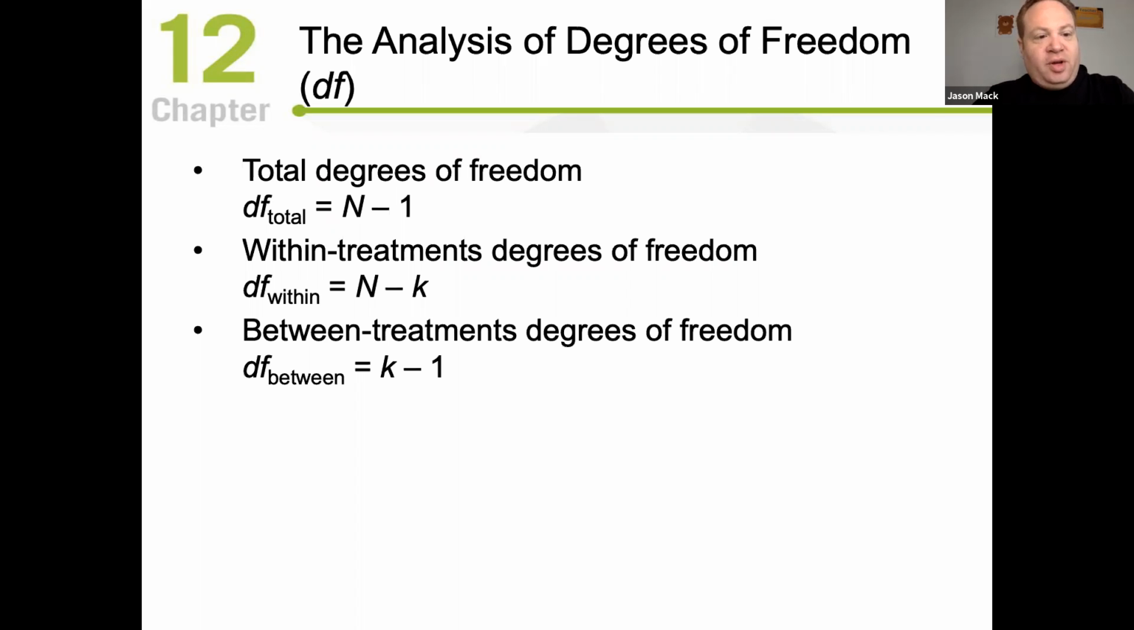The degrees of freedom total is equal to N minus 1. The within treatments degrees of freedom is equal to N minus K. The between treatments degrees of freedom is equal to K minus 1.